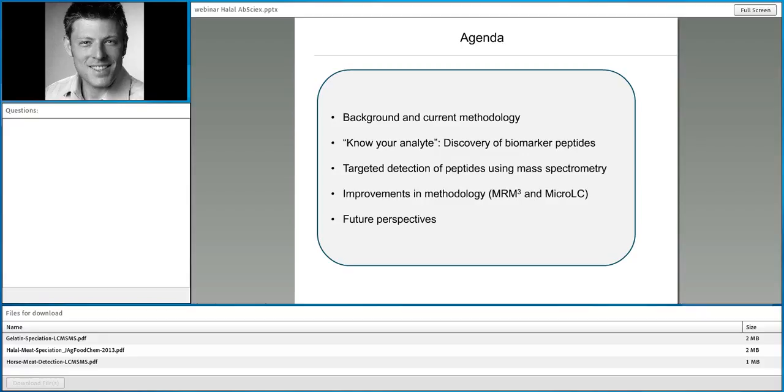Steve has already mentioned briefly, and I would like to show some data how these two methodological improvements can help the detection. And I'd like to close with some future perspectives. So where will the field move in the near future from my point of view?